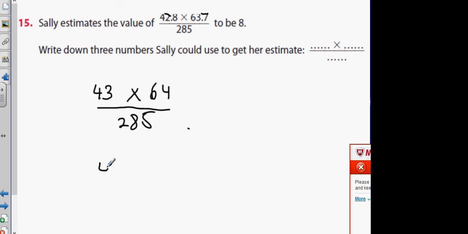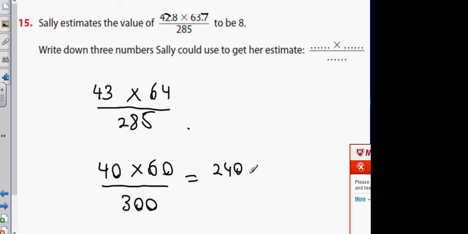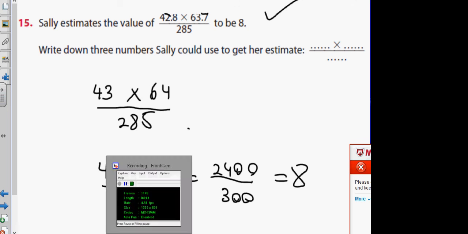Let's change this to a 40, and we could change the 64 to a 60, and we could change 285 to 300. So let's round off to one significant figure and see what happens. And this time we should get 2,400 divided by 300, and the answer is 8, and that's what we're looking to get.